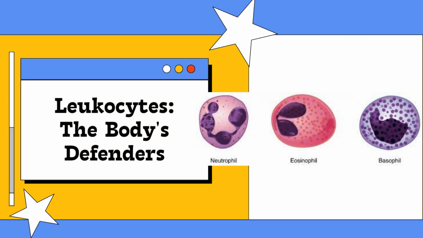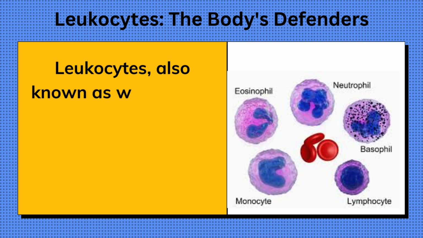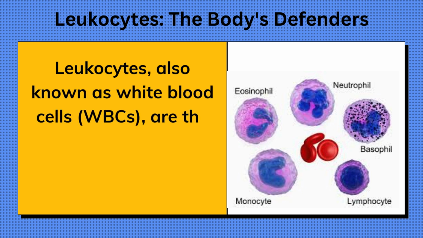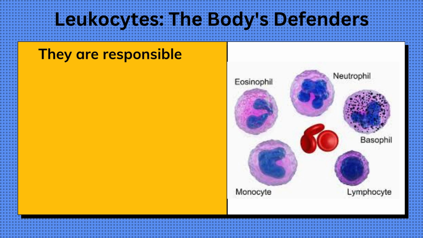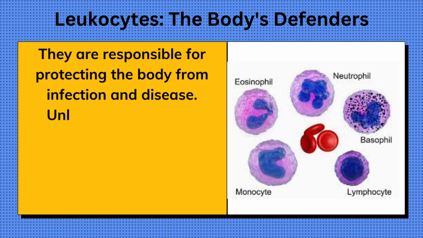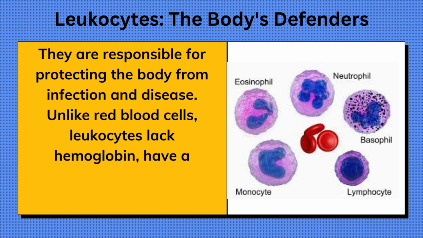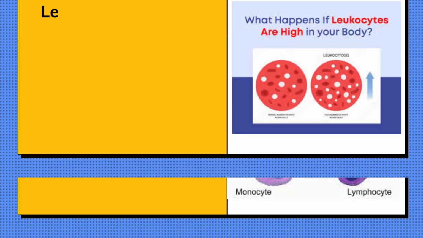Leukocytes, the body's defenders. Leukocytes, also known as white blood cells, WBCs, are the primary cellular components of the immune system. They are responsible for protecting the body from infection and disease. Unlike red blood cells, leukocytes lack hemoglobin, have a nucleus, and are capable of movement.